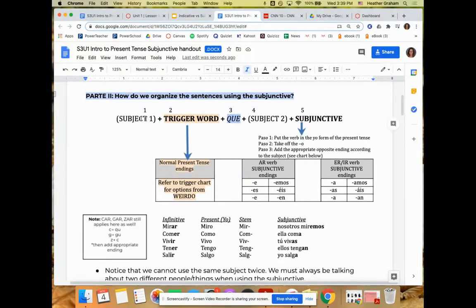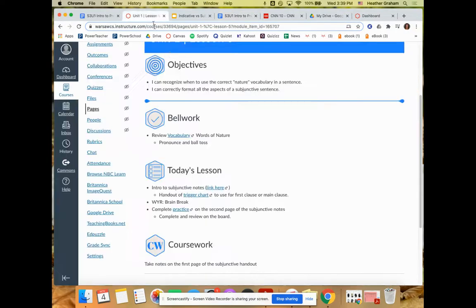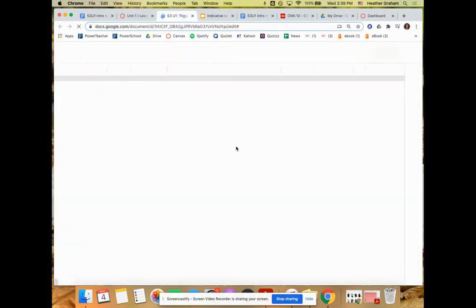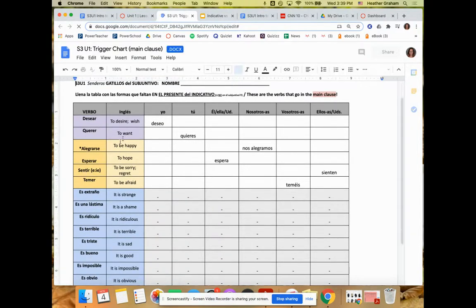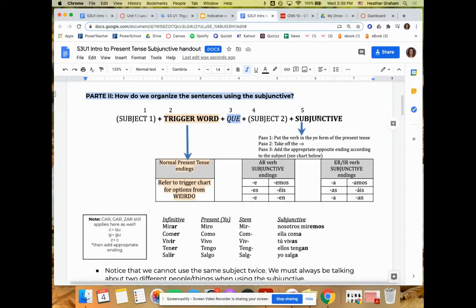Subject 1 and your trigger word, okay? And your trigger word is a chart that I'm going to give you, is everything found on this chart, which is your trigger chart right here. Everything found on this chart, if you use it, then you're going to conjugate it in the indicative, but after you use it in the second clause, then you're going to use the subjunctive. So the hard thing about a subjunctive sentence is that it has two clauses. This is your first clause, and then this is your second clause. In your first clause, everything's going to be in the indicative, and you're going to pull it from this chart that I had pulled up right here.